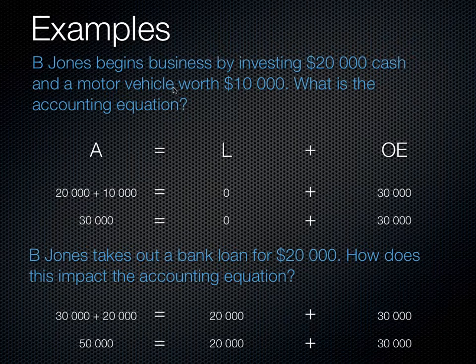B. Jones is also investing in this motor vehicle. It's worth $10,000, so it might be a delivery vehicle or something. So if we wanted to work out what the accounting equation was then, well, we need to decide what's changed. Have our assets changed? Well, yeah, from the business point of view, they have. Because the business has this $20,000 cash to play with. That's an asset. That's an item of value to us.